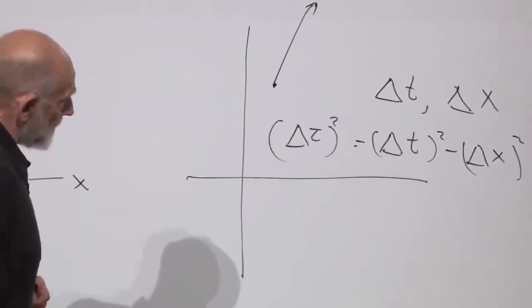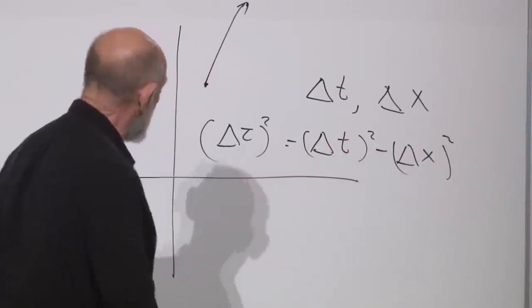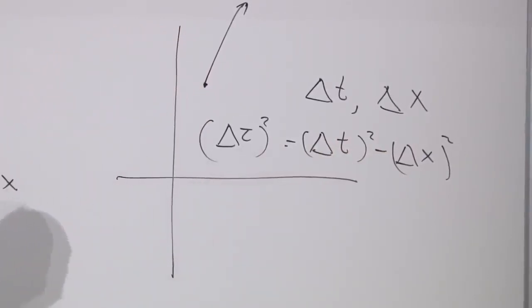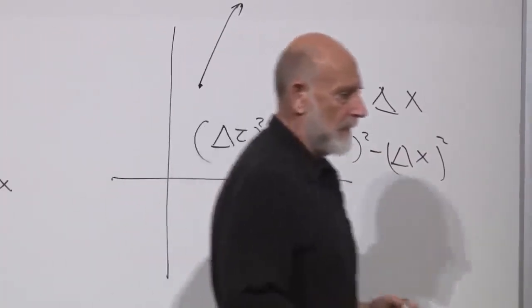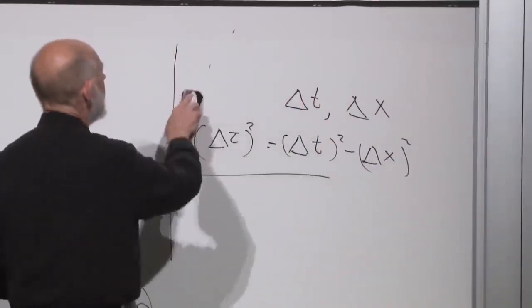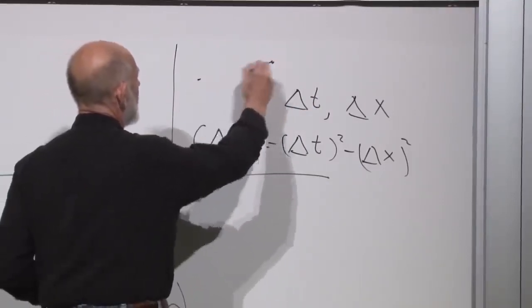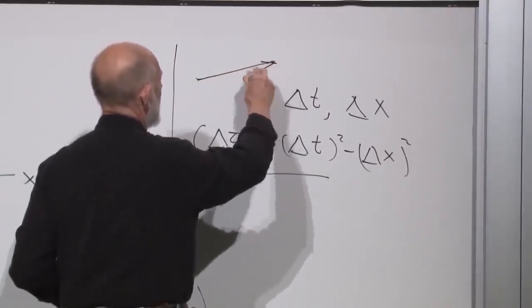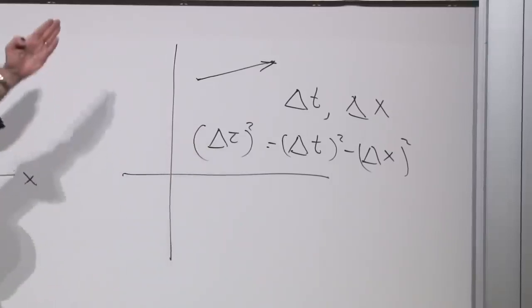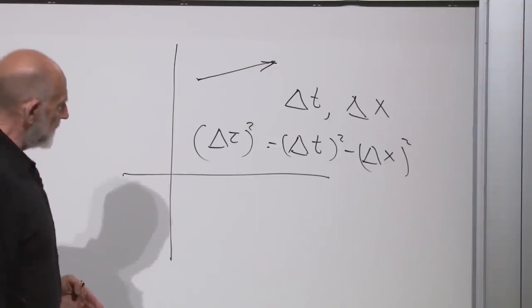The other case is where delta x is bigger than delta t. In that case, the separation has more space interval than time interval. Looks like this, let's say. It's at less than 45 degrees relative to the horizontal.